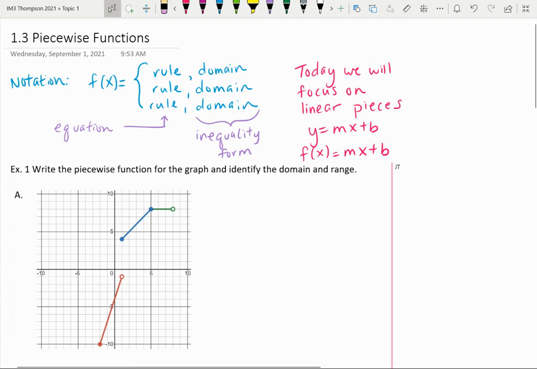Today, we are going to focus only on linear pieces. So think about slope-intercept form, y equals mx plus b, and f of x equals mx plus b. All right, those are the same thing. y is the same as f of x.